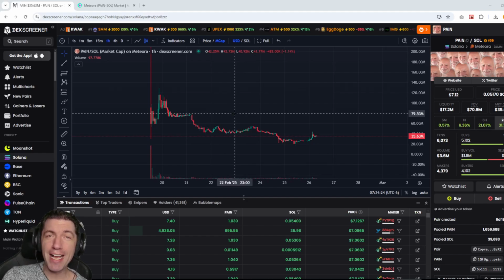What if I were to tell you it's possible to have too much liquidity? I'm going to show you why this chart is actually struggling and why it will continue to struggle just because it has way too much liquidity. Let's dive right into this.